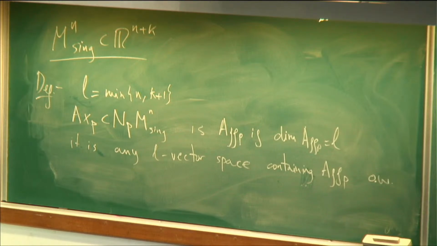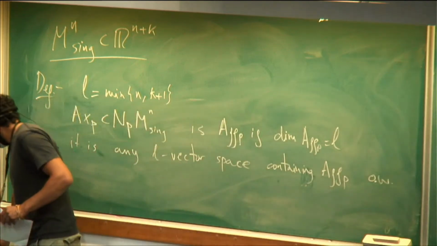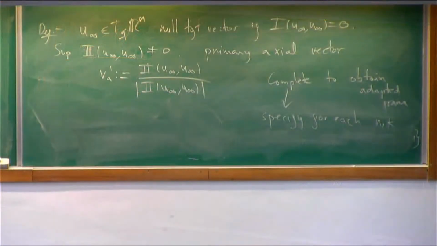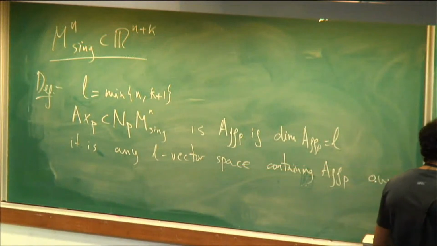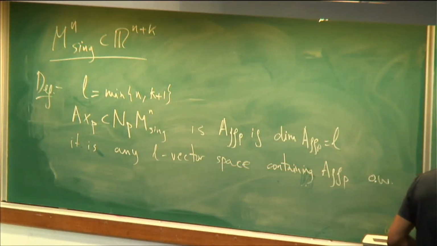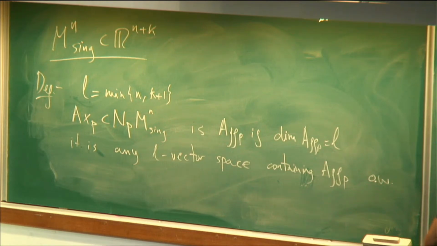How do I complete it? Well, that is not easy, and you have to specify in each case how you do it. For each n_k, you have to specify how to complete the basis. But once you have it, you obtain an orthonormal basis for the axial space.